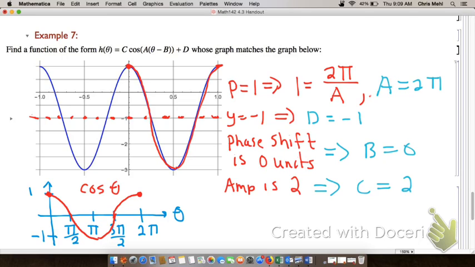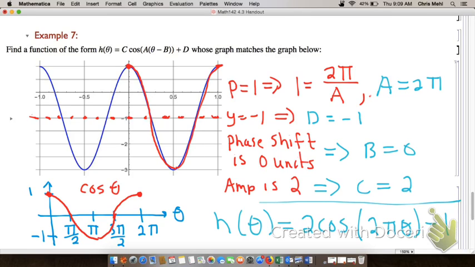So now h of theta, that's the given graph, is going to be 2 cosine of A times theta minus B. Since A is 2 pi and B is 0, you're just going to get 2 pi theta, and the midline being -1 meant D is -1. So there's a model for this graph. The function of this graph in algebraic form is 2 cosine of 2 pi theta minus 1. Couple comments. You could have also found a cycle of this graph that looks like sine.